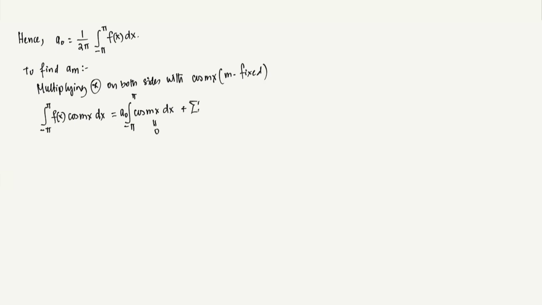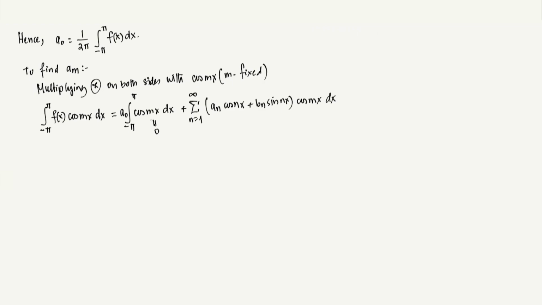Plus summation, again, this term-wise integration, we are assuming that all of this is true. I mean, we can integrate term by term. For now, let's just assume that, yes. So if we do that, then this is n equals 1 to infinity of an cosine nx plus bn sine nx times cosine mx dx. Is it okay? We are multiplying it by cosine mx on both sides.